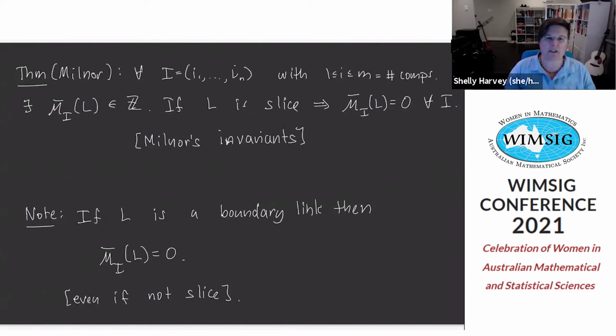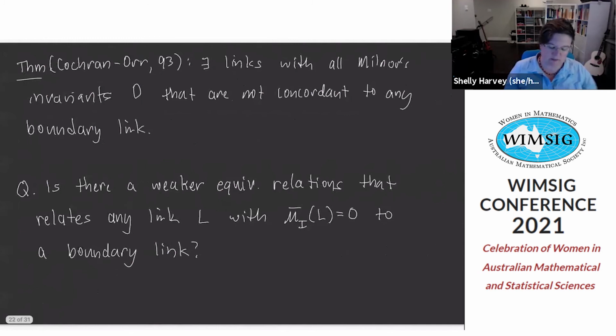The problem is not all links have Seifert surfaces. So what we want to do is study and understand boundary links first, which we still don't completely understand. But then what we want to do is say that every link is sort of related to a boundary link and push across some of the concordance information. So that was started in the early 90s by Cochran and Orr, where they tried to push this through. They showed that there are links where the previous invariants vanish, meaning the Milnor's invariants, but they're still not concordant to any boundary link. So that's rather unfortunate. It means that if you just understand concordance of boundary links, it doesn't tell you everything.